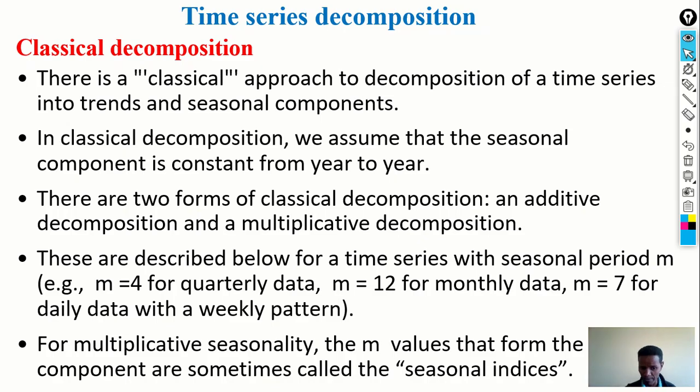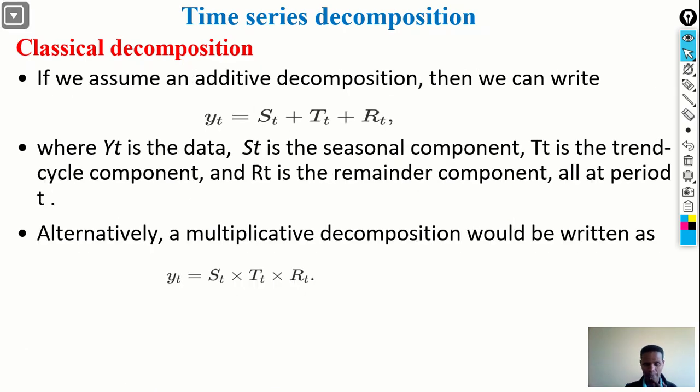For multiplicative seasonality, the m values that form the component are sometimes called seasonal indices. So m is now standing for the seasonal period. In the case of multiplicative seasonality, the m values, that is the seasonal period m, which form the component are said to be seasonal indices.